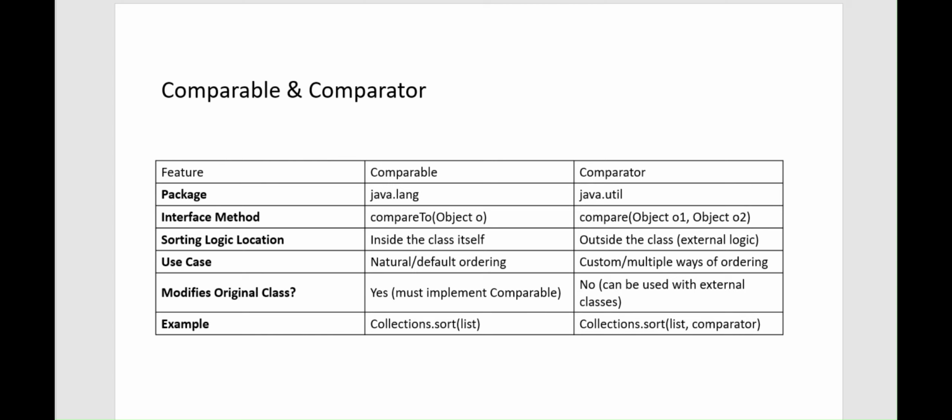First of all, what are Comparator and Comparable? Both are interfaces used for sorting objects, but each of them has a different purpose. Comparable is used to define the natural ordering. Comparator is used to define custom or multiple ways of ordering. Comparable belongs to the java.lang package. Comparator belongs to the java.util package.